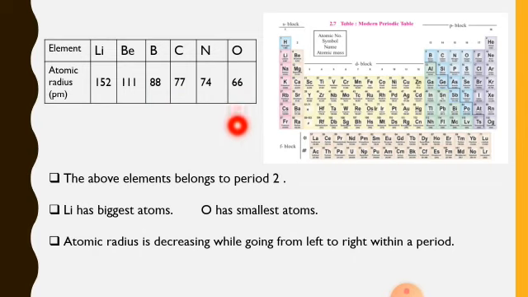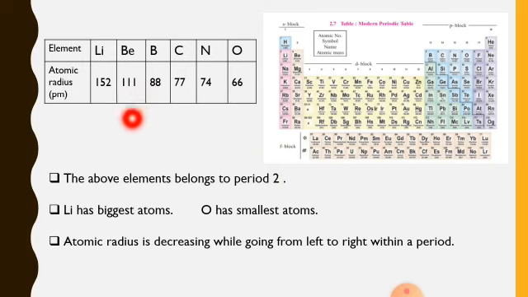Here is the first question which is given in the textbook: by referring to the modern periodic table, find out the period in which the above elements belong. As I have told you, all these elements belong to period 2. Then the second question is: arrange the above elements in a decreasing order of their atomic radii. So I have arranged all these elements in a decreasing order according to their atomic radii.